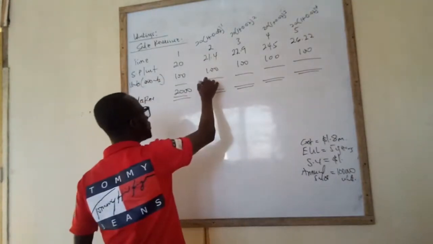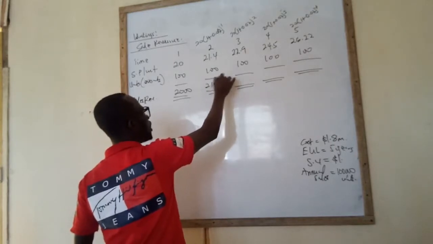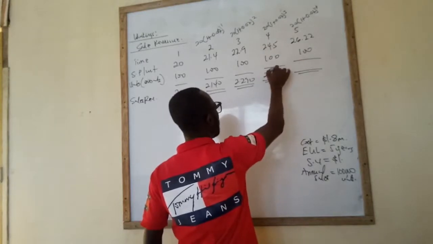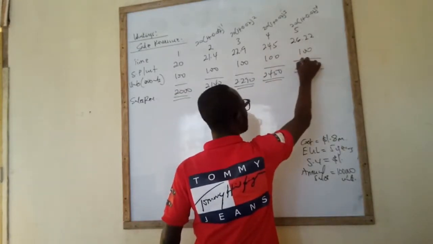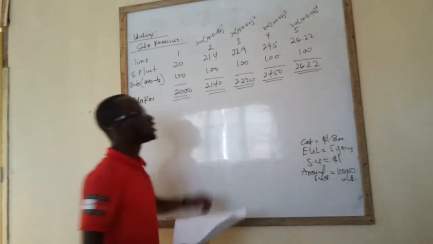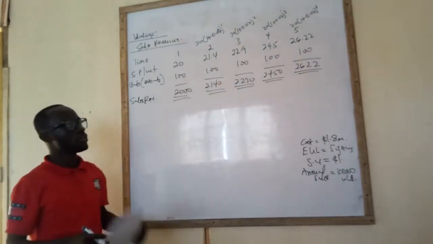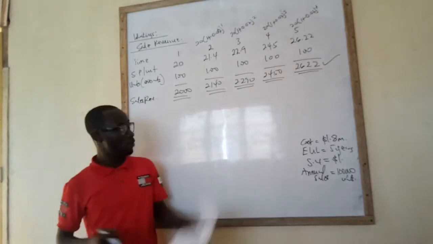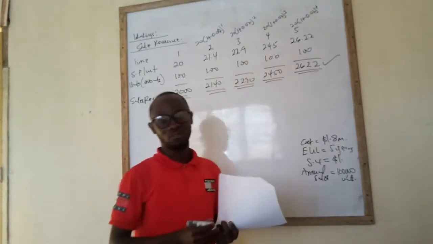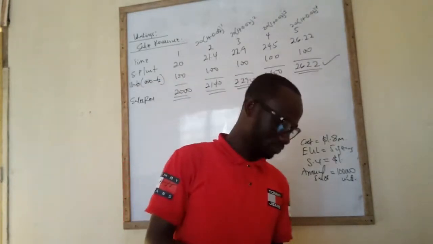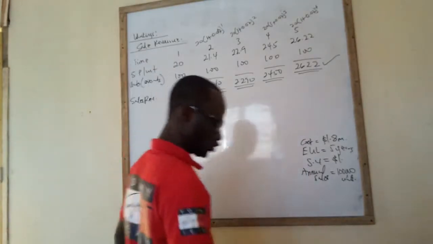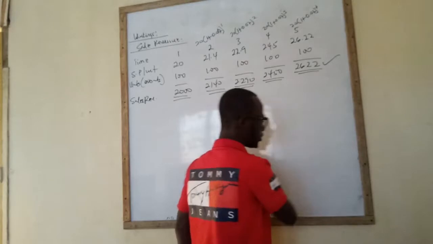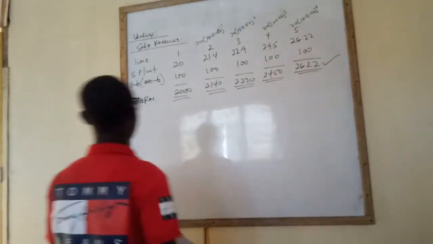This by that will give us 2140. This by that 2290. This by that 2450. This by that 2622. So this is the sales revenue we're going to take to our NPV schedule. And we need to do the workings for it before we go to the schedule. So let me rub my preambles here. We've already been using them.